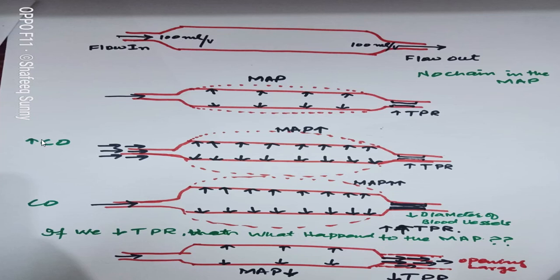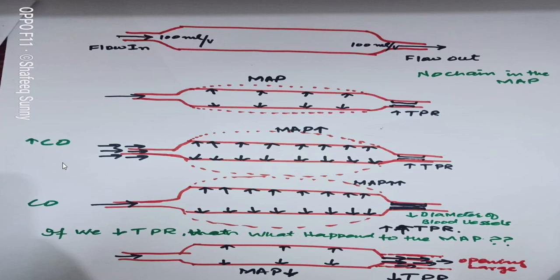The blood flow is the same as the previous one, 100 ml per unit, passing through this vessel, but the total peripheral resistance at the outflow of this vessel is increased. What will happen? The blood will exert pressure on the wall of these vessels, which is called the mean arterial pressure.